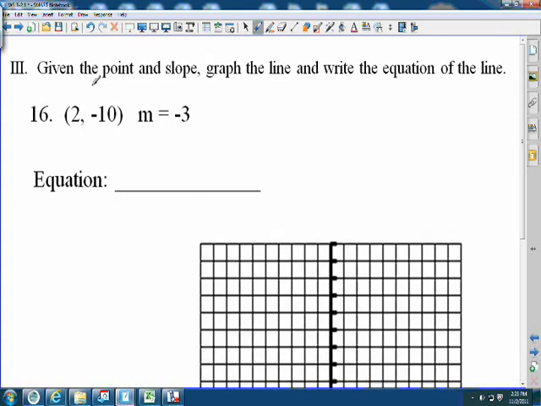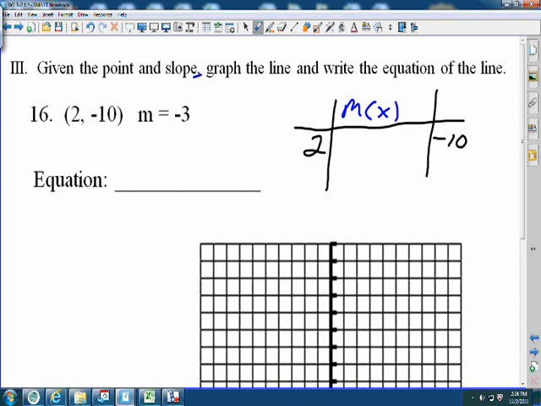Okay, now, given a point and a slope, graph the line and write the equation of the line. What I like to do when we do these is build a table and put in my table 2, negative 10. Now, I know that it's my slope times x and my y-intercept. So I'm going to put my slope right here times 2. Multiply these two together, and what do you get? Negative 6. What do you need to do to negative 6 to get to negative 10? Minus 4. So my equation is going to be y equals negative 3x minus 4.